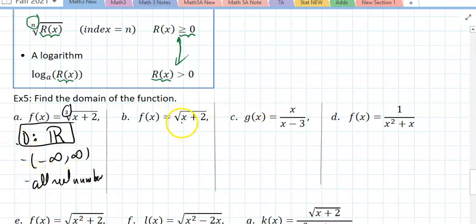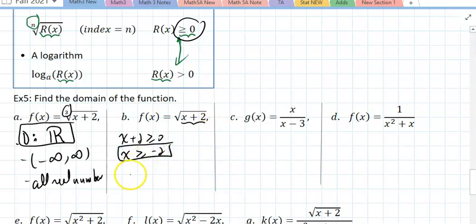Part B, I see an even index radical. I take the quantity underneath the radical and set it to be greater than or equal to 0. And we solve like we did back in chapter 1. Subtract 2 from both sides. Normally, if it's an interval, you give the answer of the domain either by set builder notation, x such that x is bigger than or equal to negative 2, or it's habitual to give it as an interval. Either of those, you don't have to do both, one of them will do.